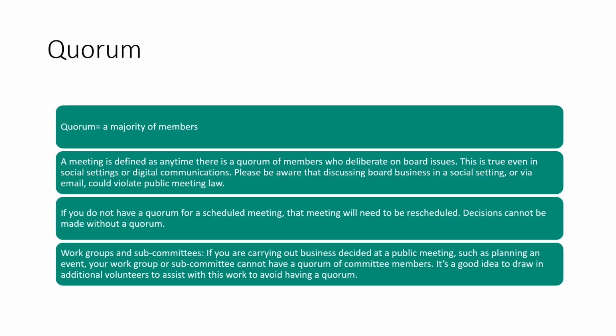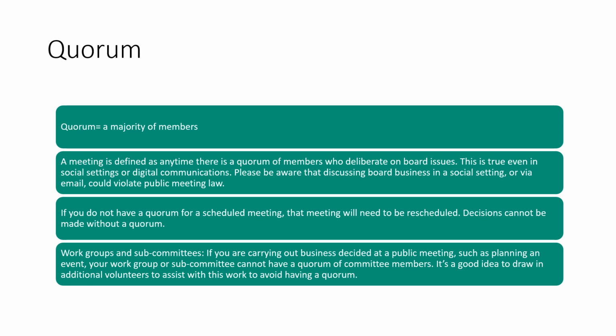A quorum is a majority of members. A meeting is defined anytime there is a quorum of members who deliberate on board issues. And this is true even in social settings or digital communications. So like on Facebook or via email, or if you all meet together at a local football game, you need to be careful that you are not deliberating on board issues.